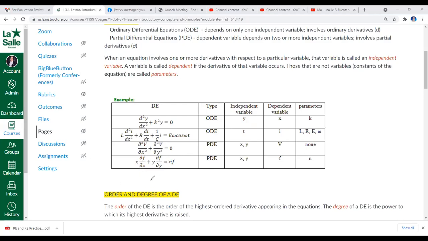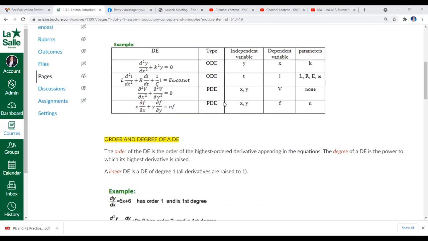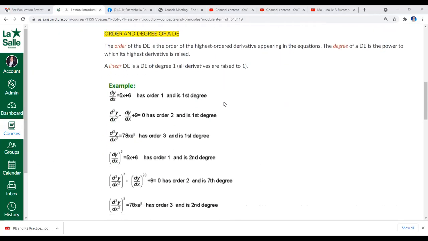Now let's go to determining the order and the degree of a particular differential equation. The order of the DE is the order of the highest order derivative appearing in the equation. The degree of the DE is the power to which the highest order derivative is raised.